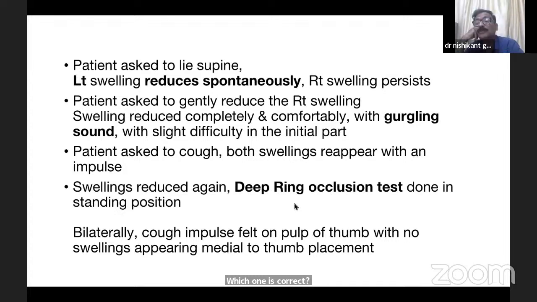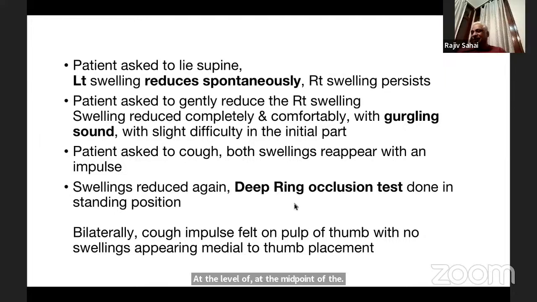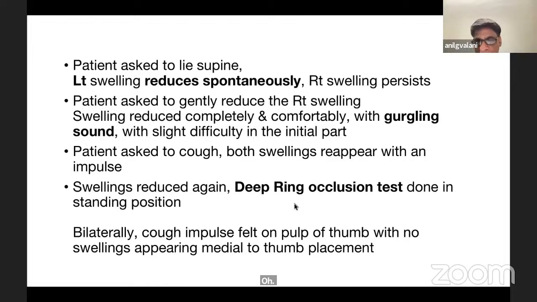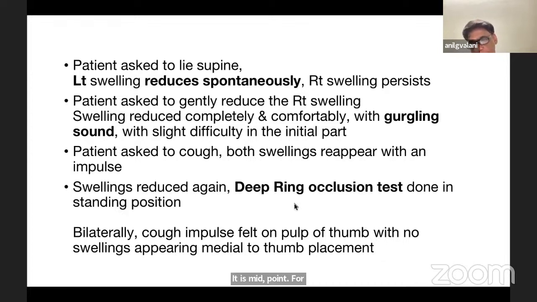And femoral vessels? The femoral vessels would be at the level of the midpoint of inguinal ligament, sir. No, no, no. Are you making mistakes? One of the easier methods is to palpate the femoral pulse and go half an inch above that. It is mid-inguinal point for both. Sir. Okay.